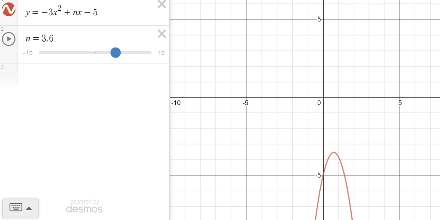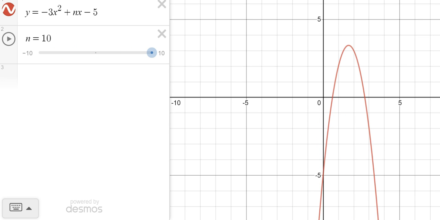Now the graph is no longer simply moving upwards, downwards, left or right, because the constant in my equation is negative 5. If I change the negative 5, I will be shifting the graph up or down. However, this time the unknown is in the coefficient of x. So the graph moves this way.